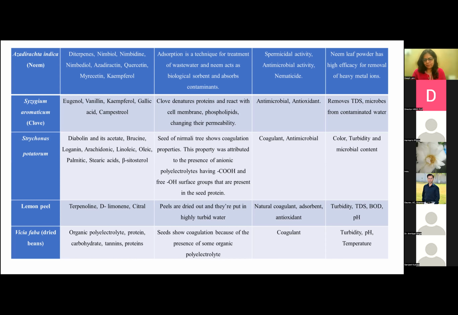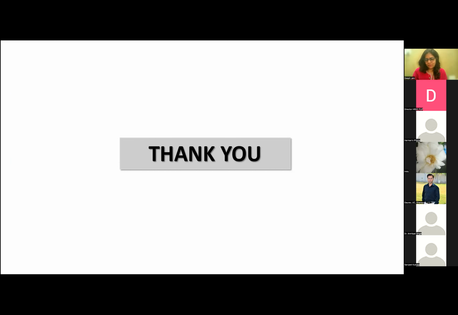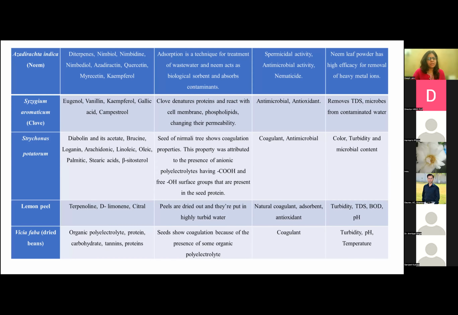So there are many plants which can be used as a natural water purifier. I have shown you only 5 or 10 of them, but there is a long list which can be used. So this is all from my end.